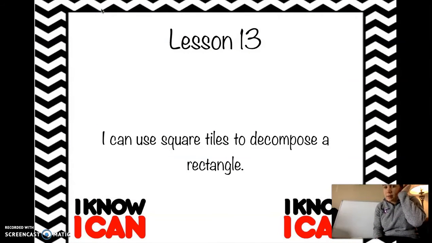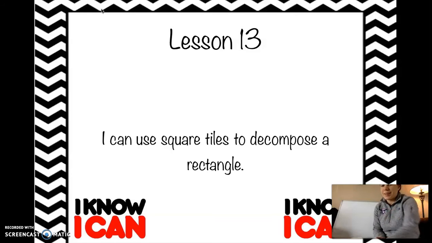Our I can statement for today is I can use square tiles to decompose a rectangle. So decompose is a really big word, and what it means is that we're going to pull apart, we're going to break apart our rectangles. I know you don't have square tiles, and that's okay because I don't have them either. I'm just going to be showing square tiles by drawing a square on my board. Today you're going to be needing a pencil and a piece of paper to help you along with our problems.